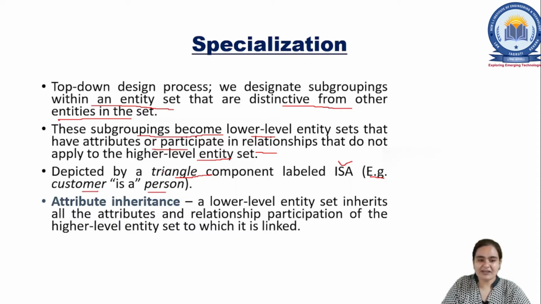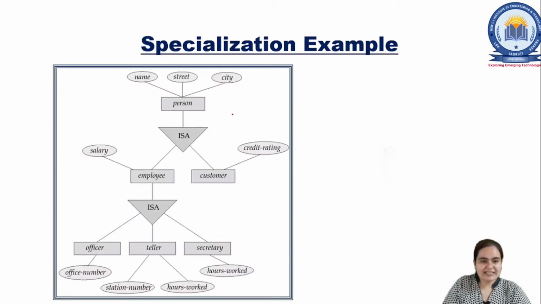So if we have a general concept of a person, that person may be an employee, it may be a customer, it may be anything, right? So with attribute inheritance, the lower-level entity set inherits all the attributes and relationship participation of the higher-level entity set that they are linked to. So this is how we can show specialization in our ER diagram.